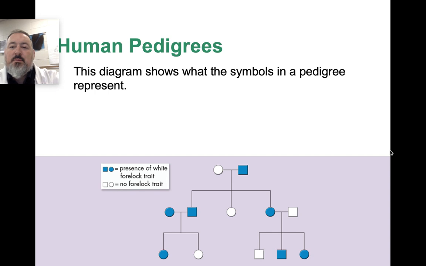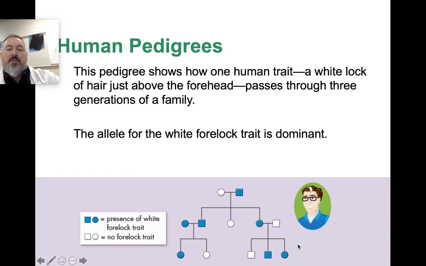So the diagram shows what symbols in the pedigree represent. Notice that we have this shaded blue circle and shaded square. This is the presence of a white forelock trait. Whenever it is not shaded, no white forelock trait is shown. So this circle means it's a woman. The square means it's a man. This line between shows that they are married, and they have three branches coming off. This is showing that they have three children. So the three children, this one has white forelock, this one has white forelock, but this daughter doesn't. You can see the offspring and that inheritance pattern.